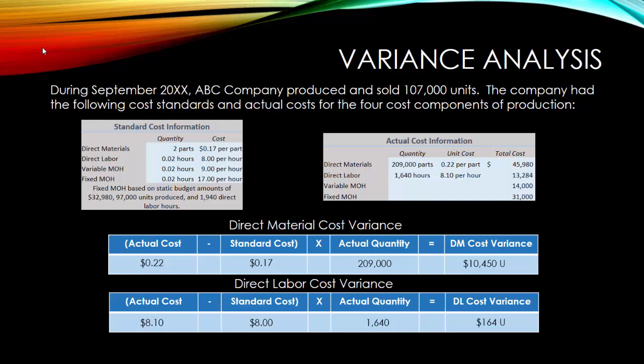And again, our actual cost of labor was more than we budgeted for. Since our costs were higher, that's unfavorable to the company, so it's $164 unfavorable. So we can attribute $164 in the difference between our budgeted operating income and our actual operating income to the fact that we paid more for direct labor than we planned on.